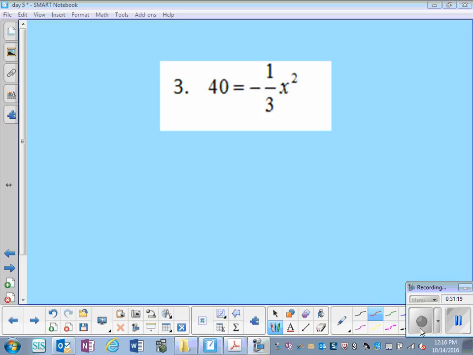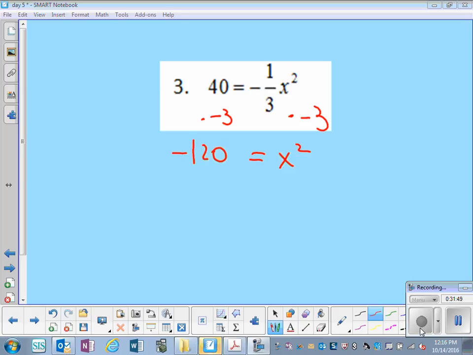Right, so I can either divide by negative 1/3 or I can multiply by the reciprocal, right? So it's easier to see that I can multiply by negative 3. Correct? And then negative 1/3 multiplied by negative 3 is just 1. So here I have just x squared. Here I have the minus 120. 40 multiplied by negative 3, negative 120. Now what do I do?